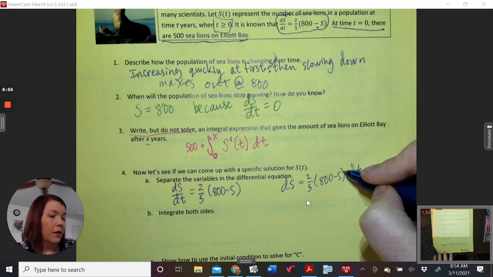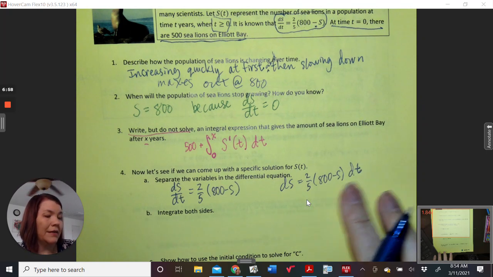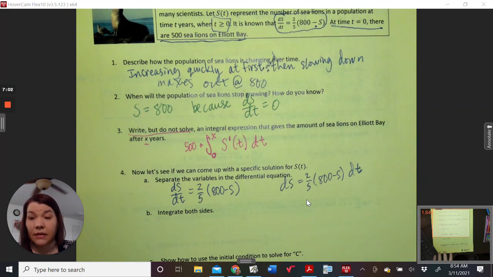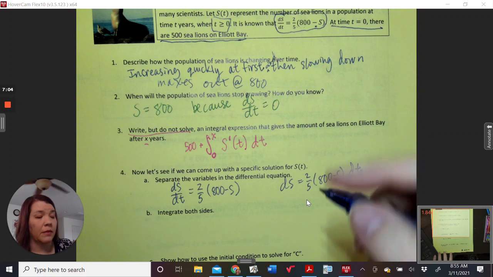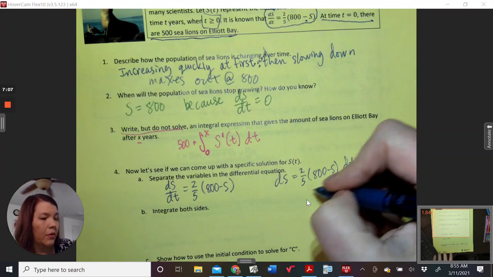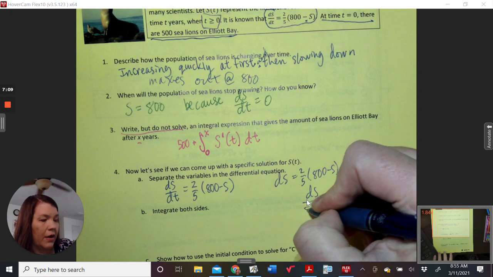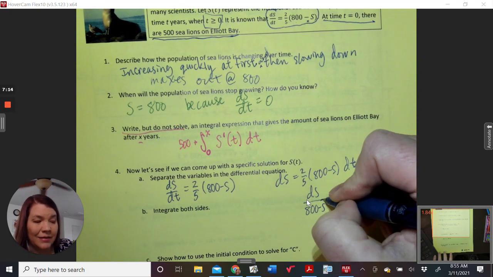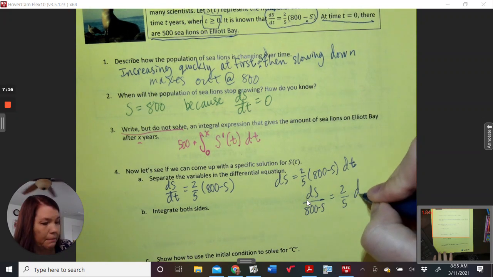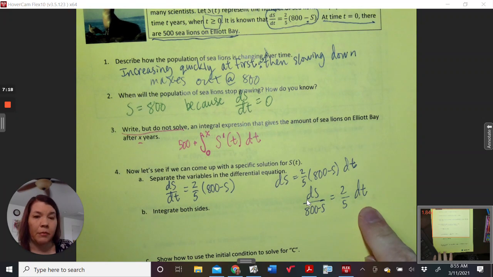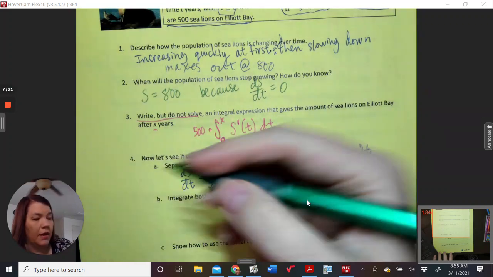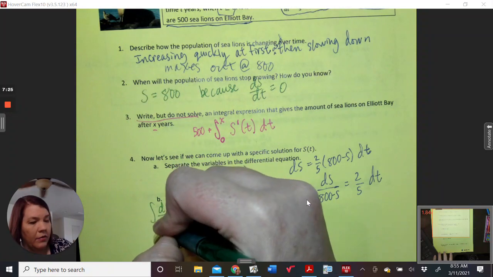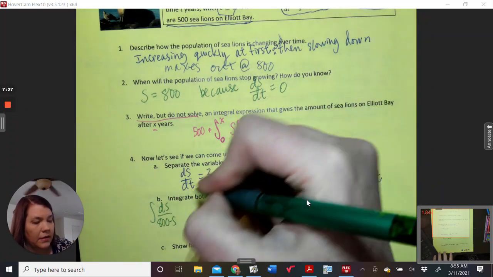So I need to move this over there. Remember, I can divide. Dividing and multiplying are my two tools, because it's got to stay as a group. So I will end up with ds over 800 minus s equals 2/5 dt, because the less that's with s, the better. There I've separated. Now we're going to integrate both sides. The integral of ds over 800 minus s equals the integral of 2/5 dt.